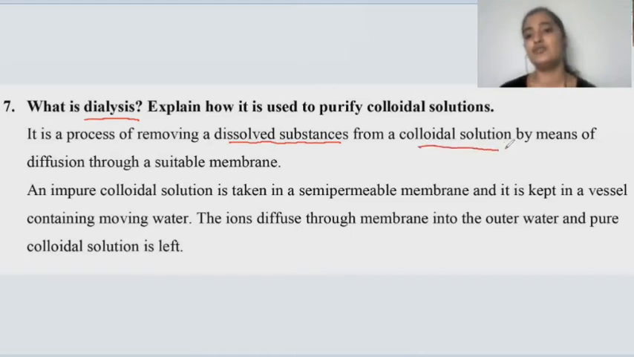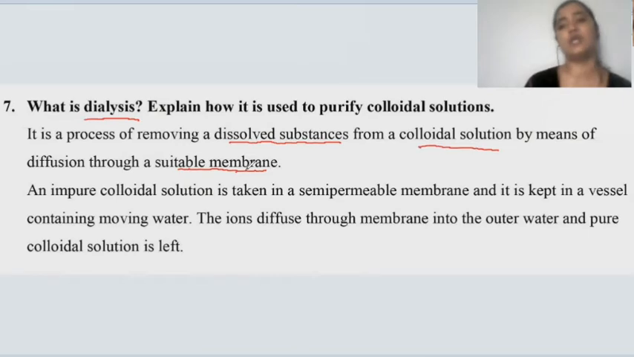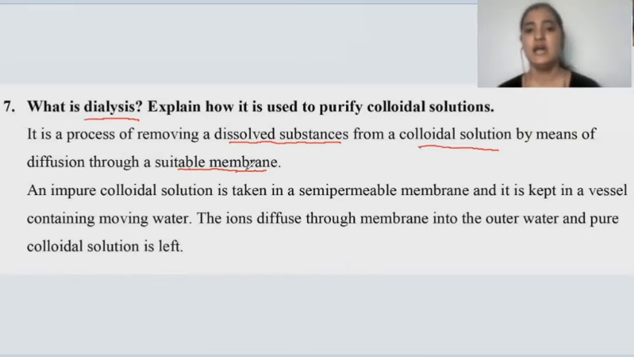from the colloidal solution by means of diffusion through a suitable membrane. We carry out this process through a membrane. It is a process of removing the true solution particles from the colloidal solution by means of a process called diffusion through a suitable membrane. That is regarded as dialysis. Then how is it used to purify the colloidal solution?